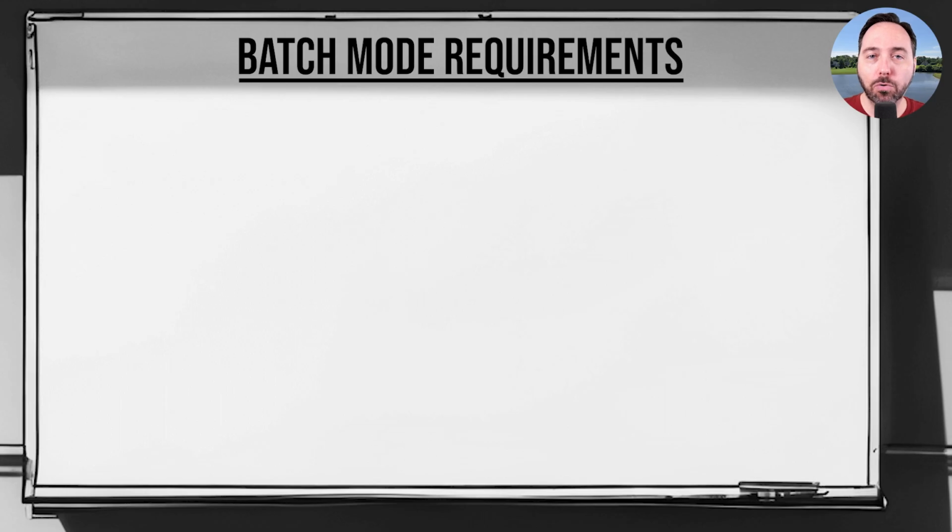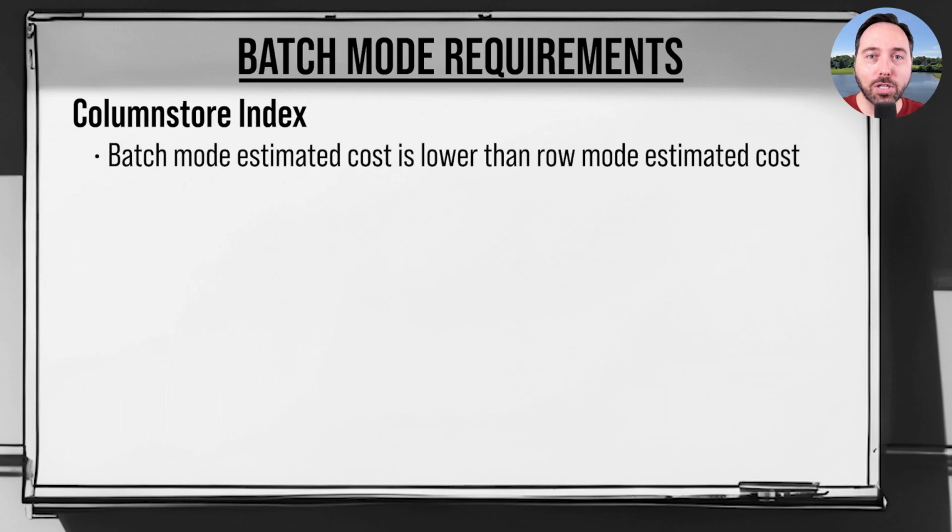But there are rules around when something can go into batch mode. There are two branching paths that we can follow. The first branching path is, do you have a column store index on that table? If so, SQL Server can check if the expected batch mode cost of the operation is lower than the expected row mode cost. If that's true, congratulations, SQL Server goes into batch mode and you get yourself a free speed boost. But let's say you don't have a column store index on the table.